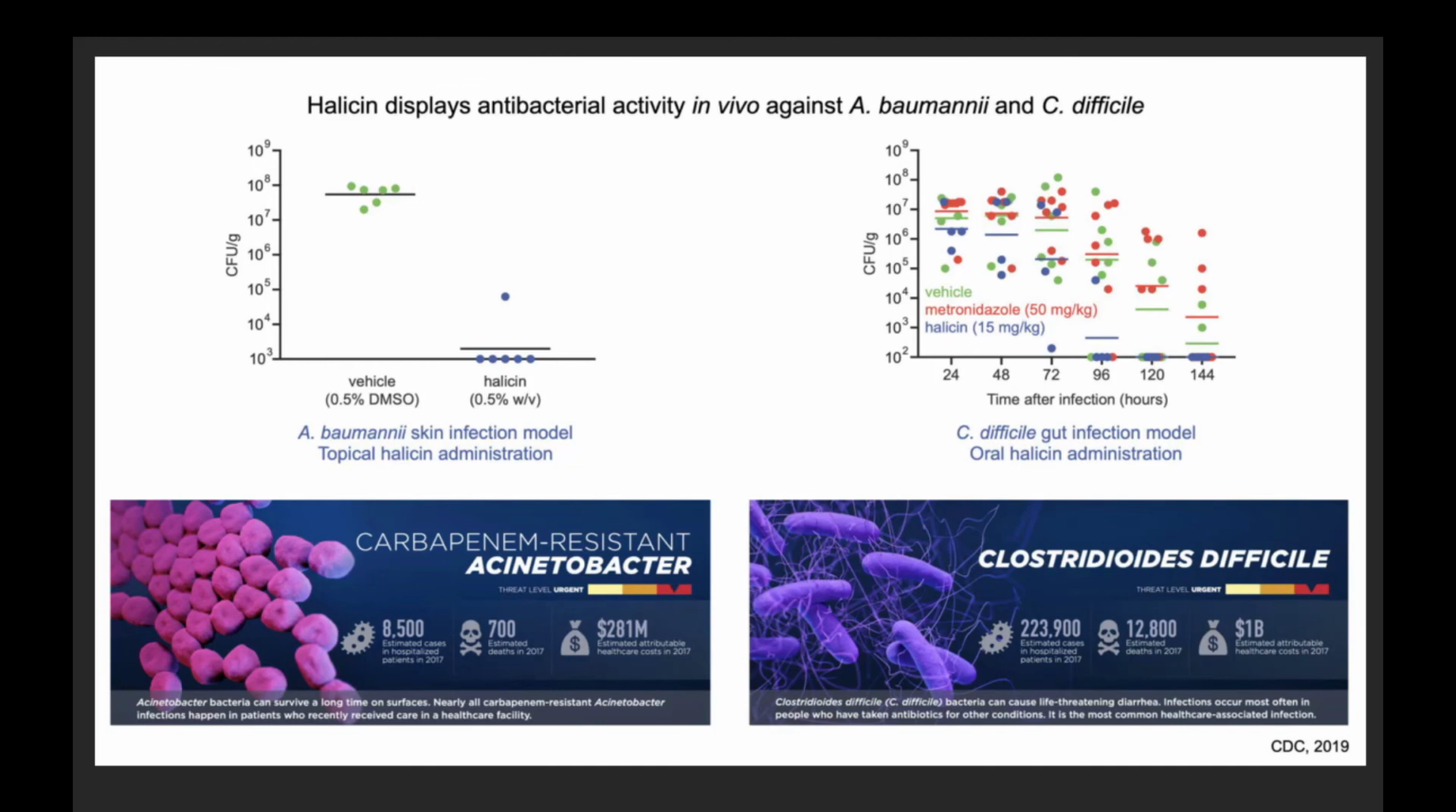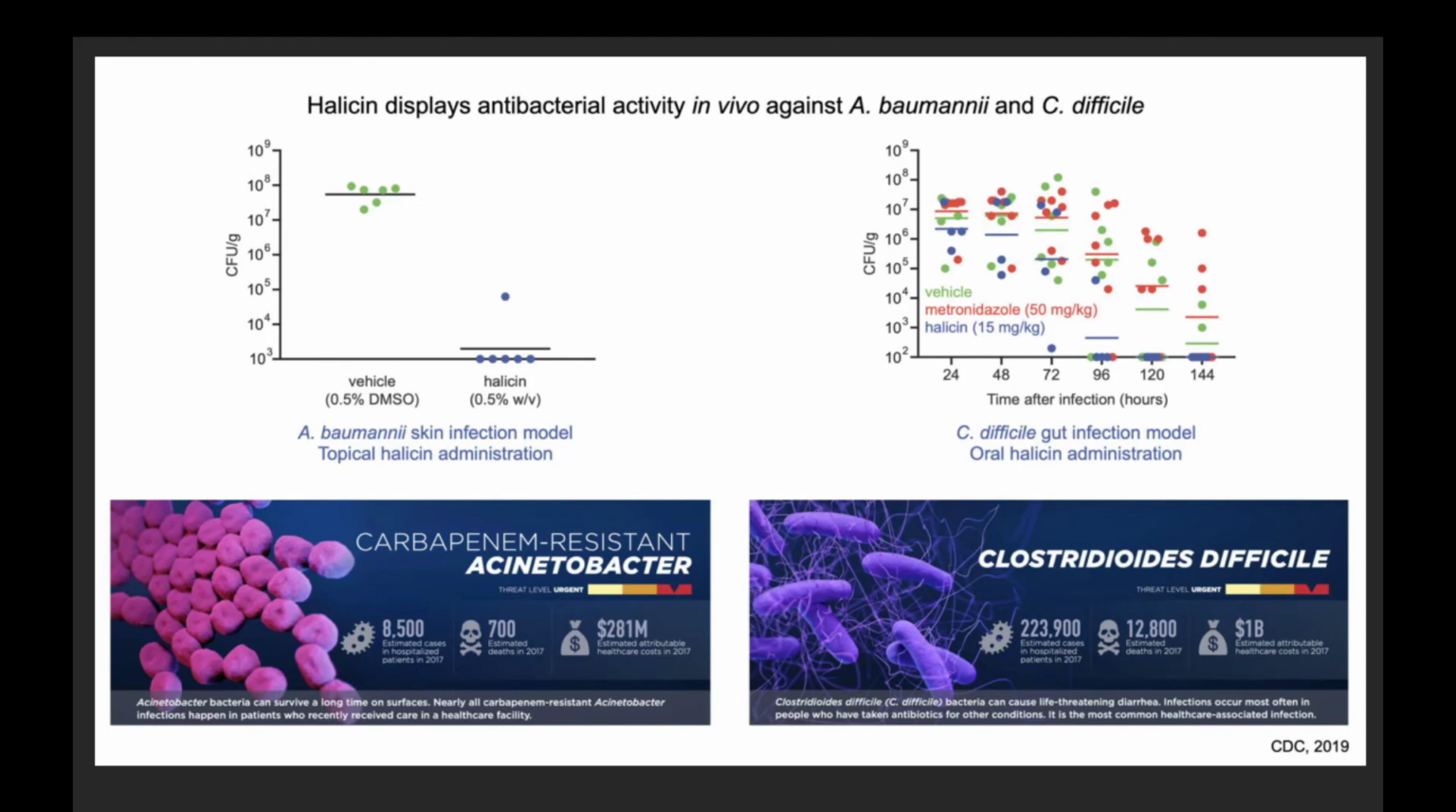The second model that we tested Halicin in was a C. difficile gut infection model. So C. diff is an opportunistic pathogen that causes diarrheal diseases, and you'll often see patients with C. difficile infections after they have taken systemic antibiotics. So systemic administration of antibiotics will decimate the native gut microbiota, allowing C. difficile infections to bloom. And this is another urgent pathogen that we need to develop therapies for.